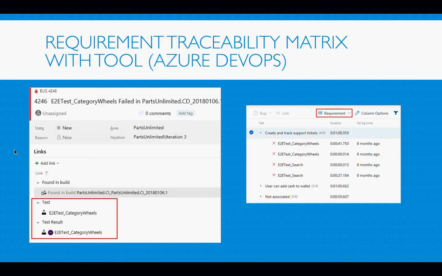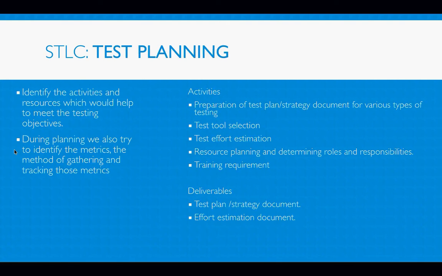We're going to go through this later in practical time, or if not today, by the next time we meet. So the next step we're going to talk about is the planning stage. What do you do at the planning stage? You identify the activities and resources that are needed to meet your needs. You identify the metrics, and the method of gathering those metrics, that you need to perform your operations.